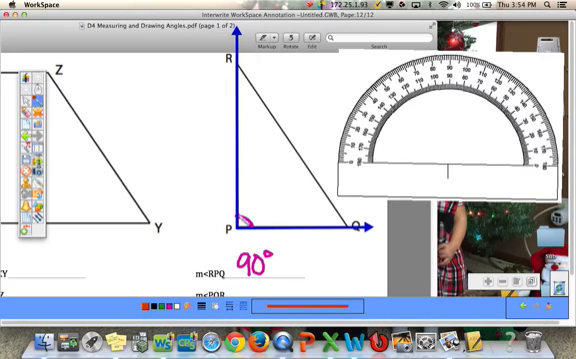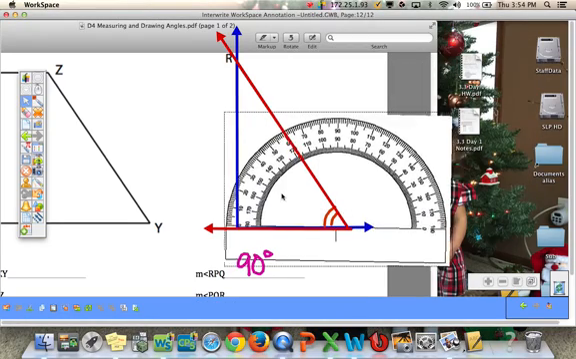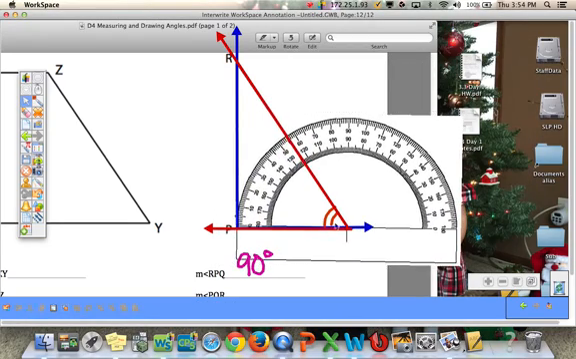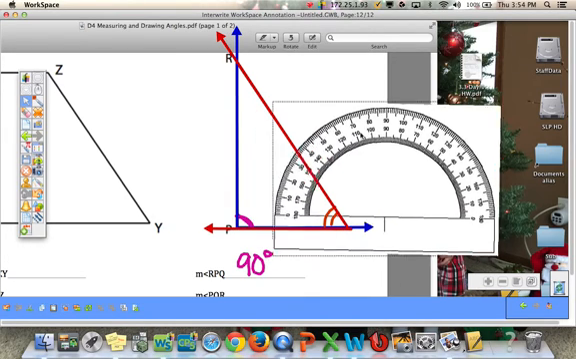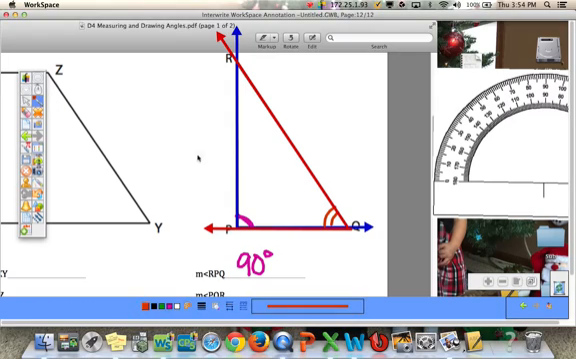All right, PQR. PQR is this angle. It looks acute. Let's draw our lines here, make them red. Pull this down. Put the middle here, and the middle goes in the vertex. Line this up. Start at 0. Looks like it's 56 degrees, which makes sense because it's acute.